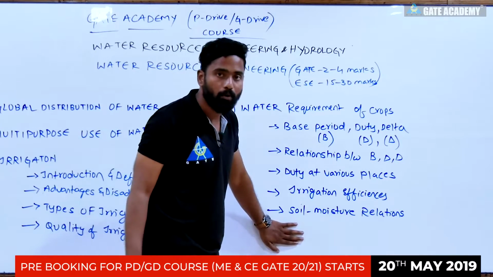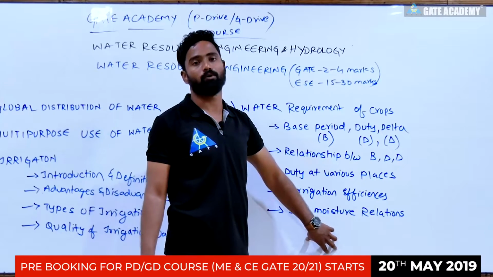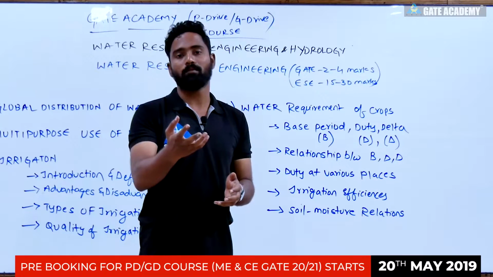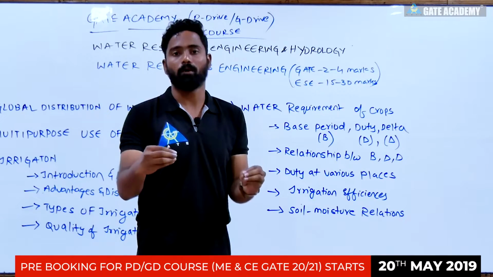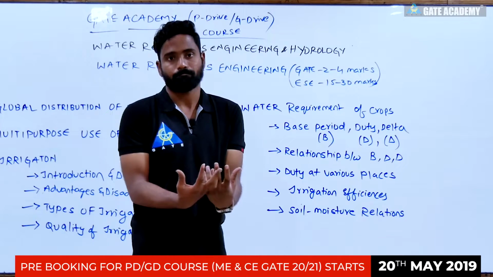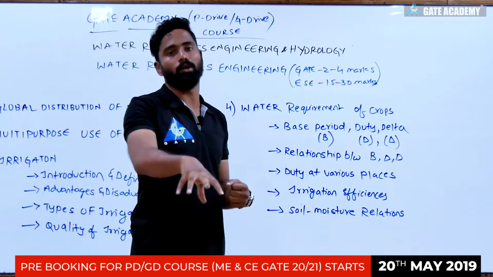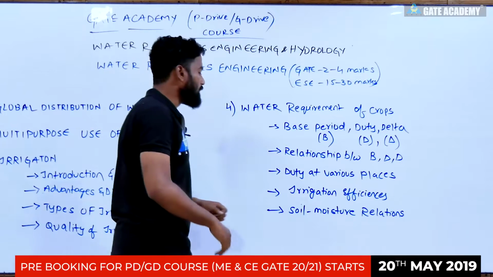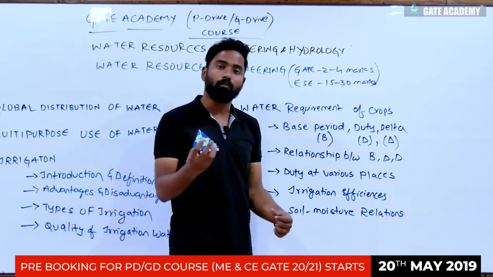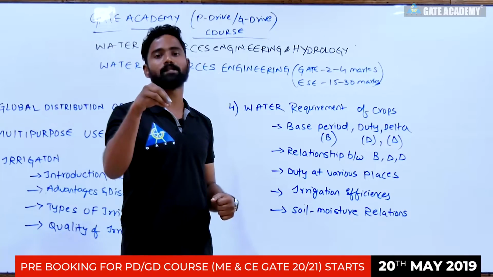And this is also an important concept from both gate and engineering service point of view. Based on field capacity or permanent wilting point, the name itself says permanent wilting point means it is totally wilted up. It regains its strength only after providing water to it. That is permanent wilting point. And then what is temporary wilting point, and what is the amount of moisture that has to be added to bring the water to its field capacity.